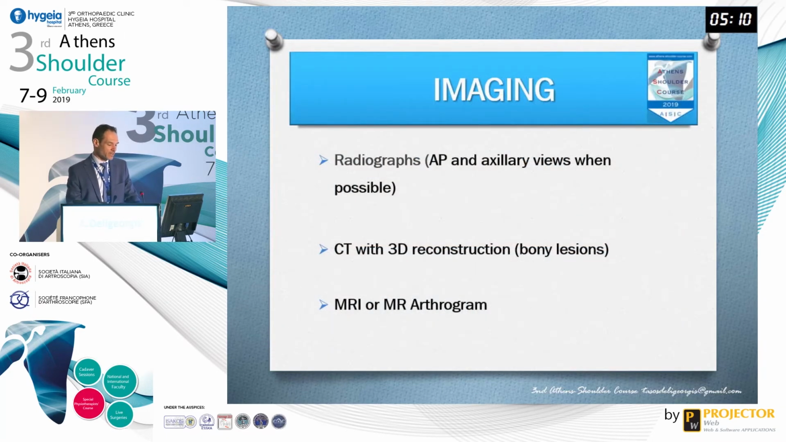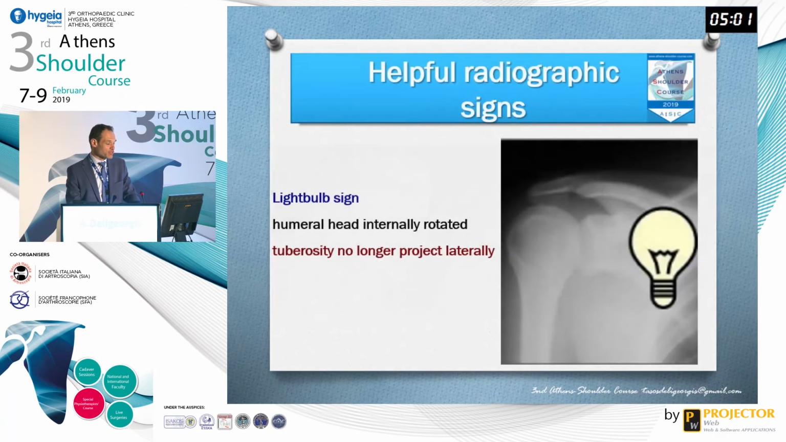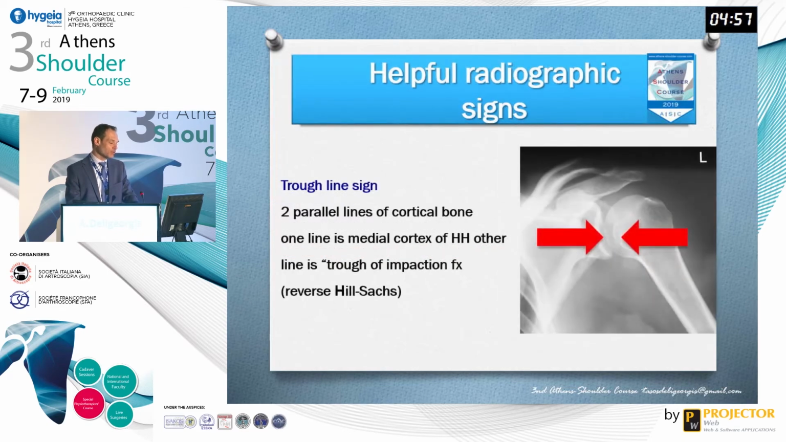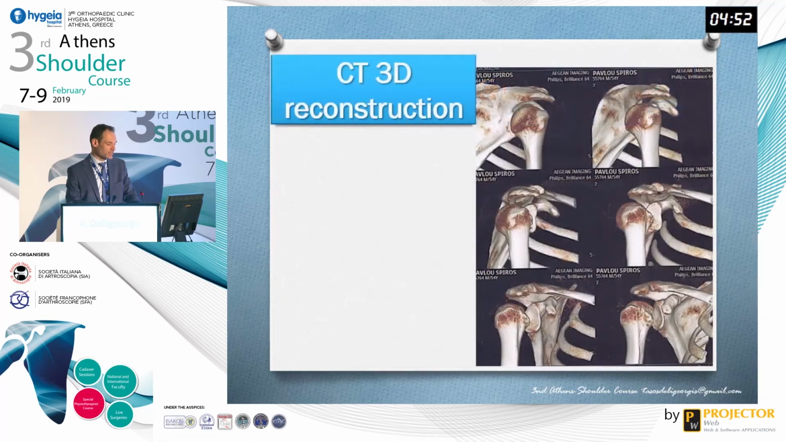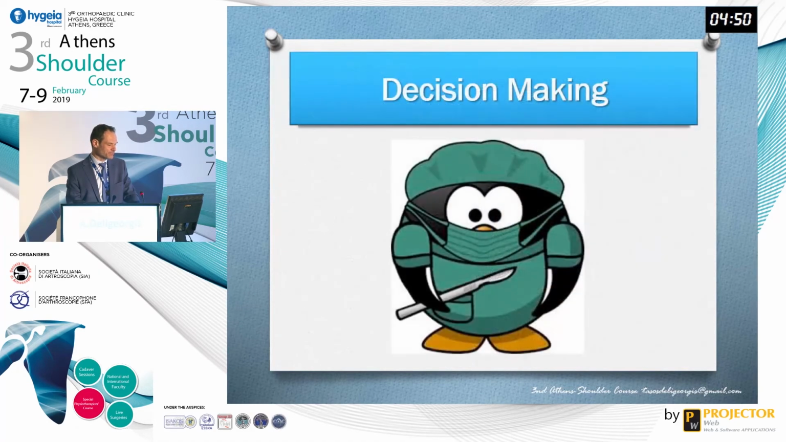Usually we do our X-rays, AP and axillary views if possible. CT scan and 3D reconstruction are very useful, as are MRI and MRI arthrogram. For X-rays, look for radiographic signs like the light bulb sign or the trough line sign. CT scan, as we said before, and 3D reconstruction.